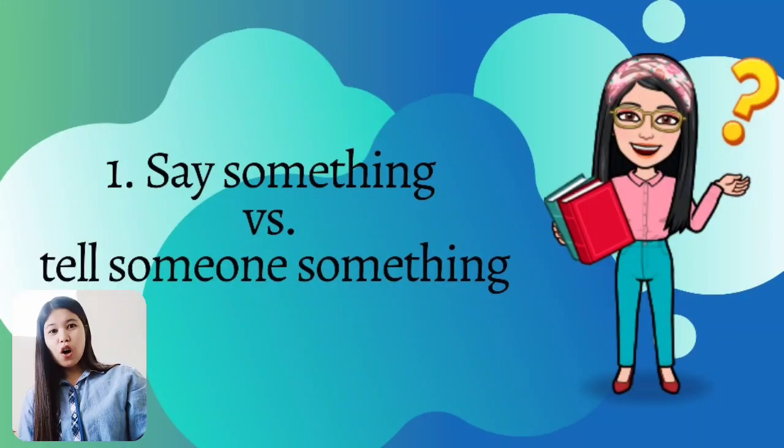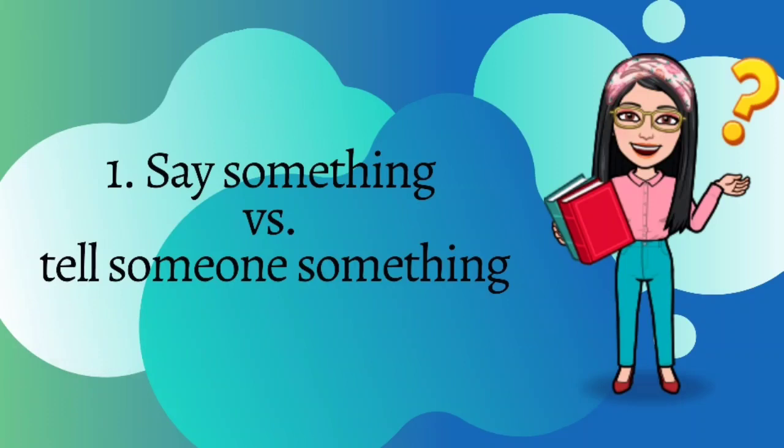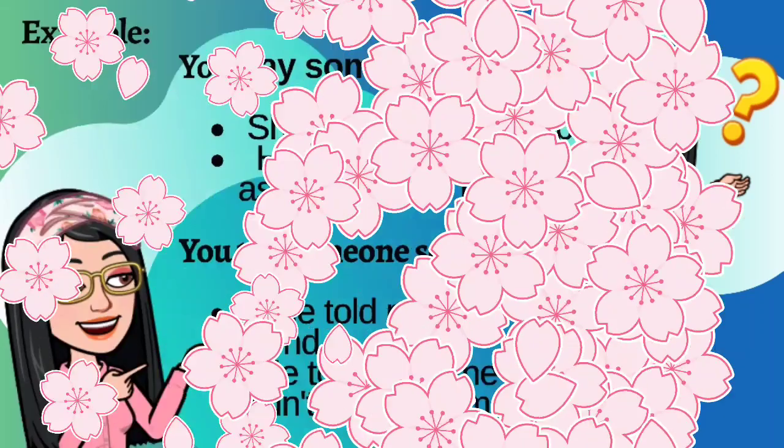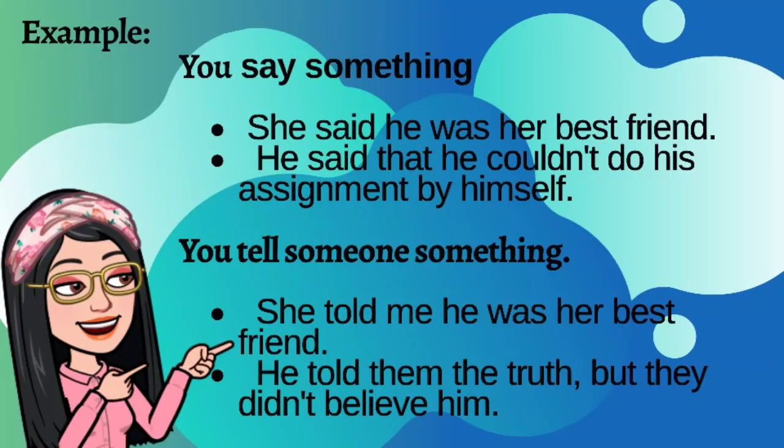Now let us take a look at the following examples. Say something versus tell someone something. She said he was her best friend. He said that he couldn't do his assignment by himself. She told me he was her best friend. He told them the truth, but they didn't believe him.